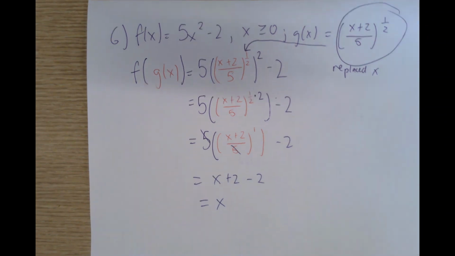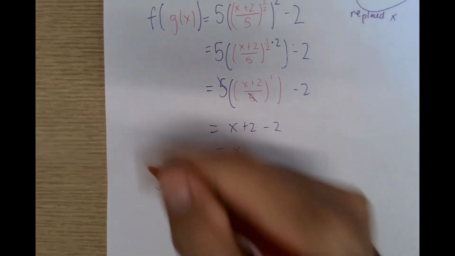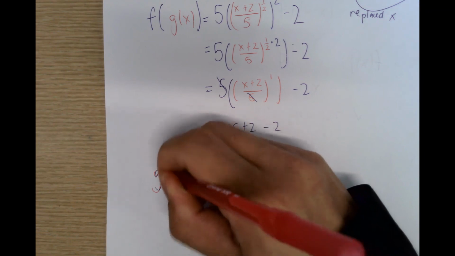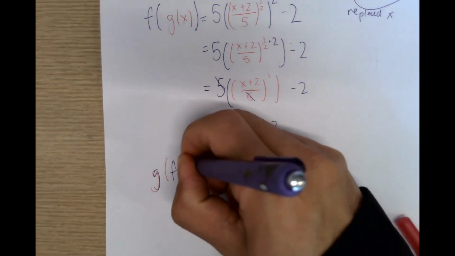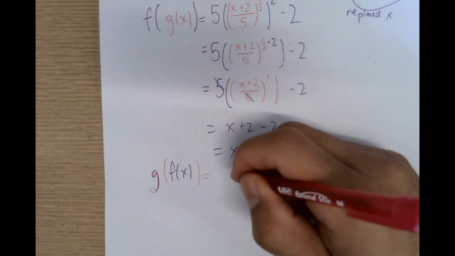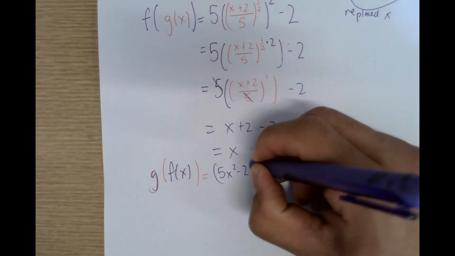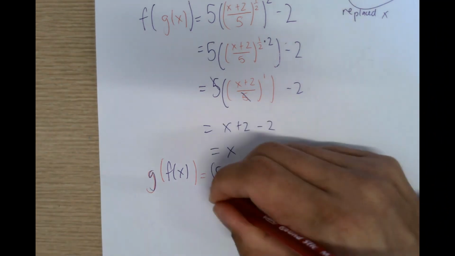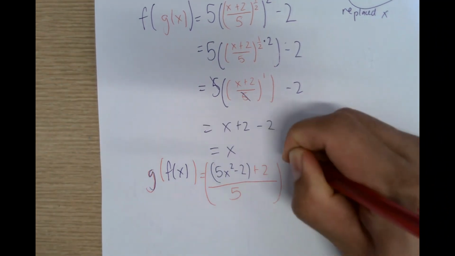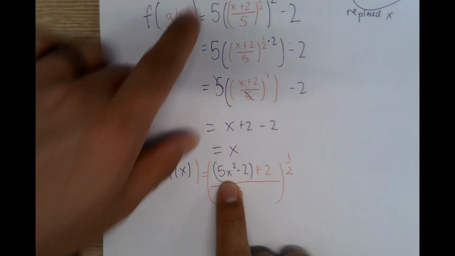Okay, we're going to do the same, but now reversed. So we have g of f of x, which should be in red. g of x would be 5x squared minus 2 plus 2 divided by 5 to the 1/2. Again, all we did is we replaced the x with 5x squared minus 2, which is the equivalent of f of x up here.